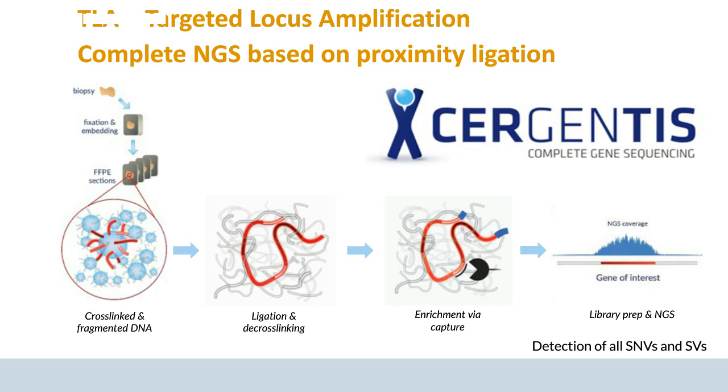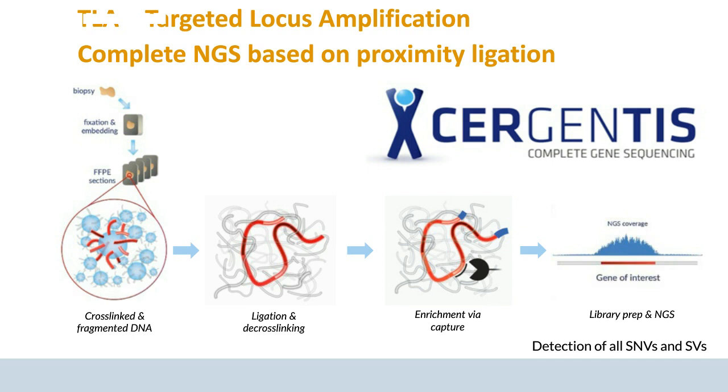Quite happy that we got this far. Syngenta is not too far away from us, and together with Syngenta, we started to work on those translocations. Syngenta has this beautiful targeted locus amplification system, a complete NGS-based proximity ligation system. So you have your FFPE block. The FFPE is deparaffinized, so you get rid of all the paraffin, and then you just have your cross-linked and fragmented DNA.